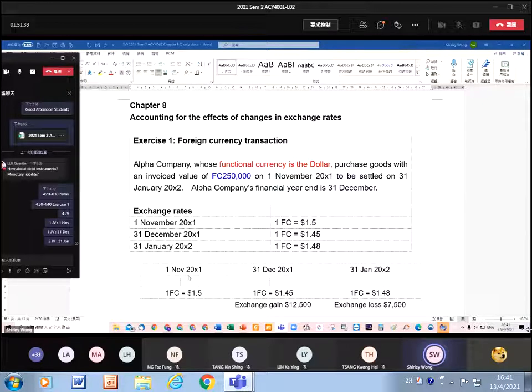So let's look at that. It gives you the different exchange rates. On the transaction day, 1st of November 2001, the exchange rate is 1 FC can be exchanged for $1.5, while on the year end day, it is $1.45 to 1 FC, and finally for January, it's $1.48 to 1 FC. So let's have a look at that.